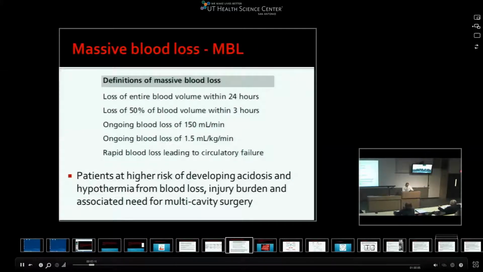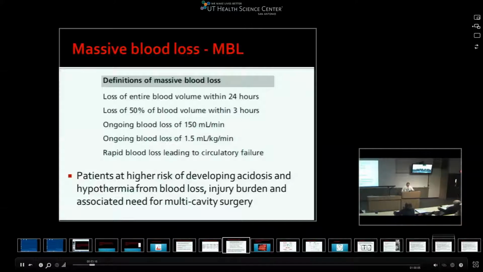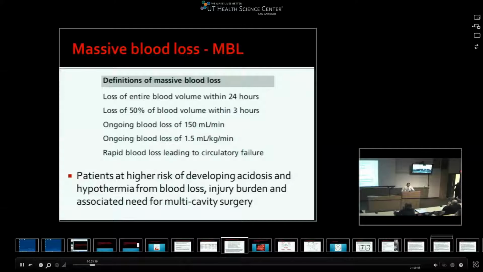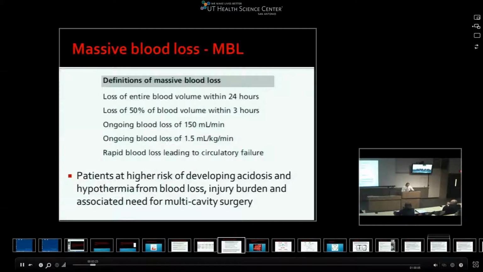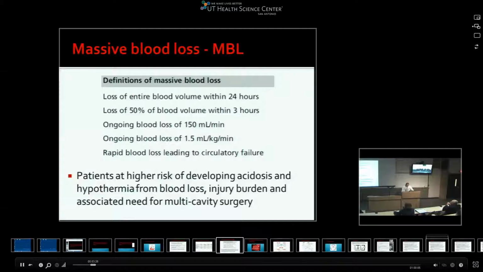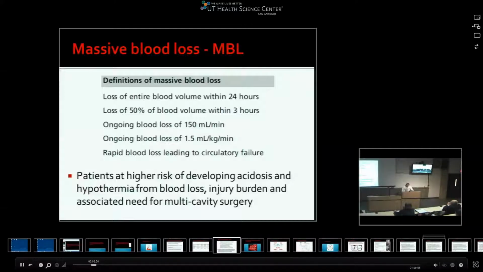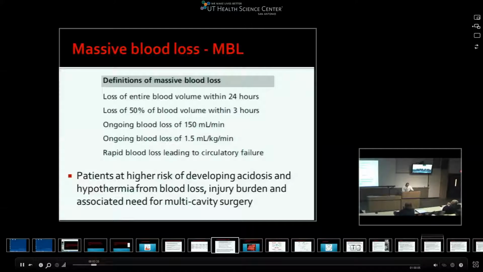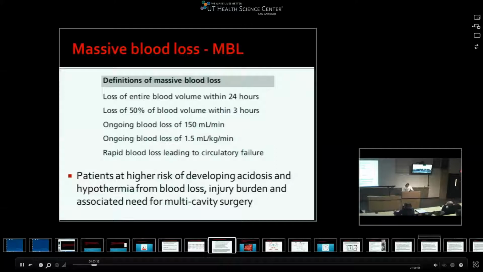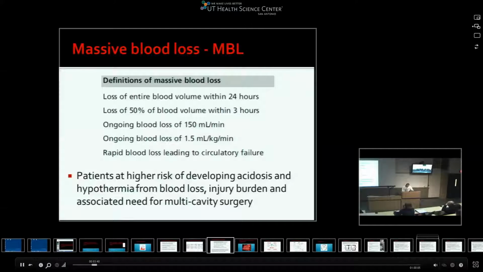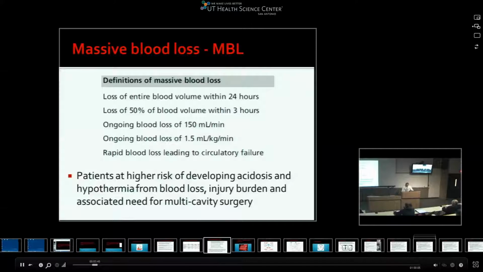Massive blood loss, there are a couple of different definitions, but basically it means a lot of blood is lost over a short period of time, or significant ongoing blood loss over a prolonged time. Patients with massive blood loss are at higher risk of developing acidosis and hypothermia from blood loss, injury burden, and associated need for multicavitary surgery. This acidosis then can further exacerbate coagulopathy, which results in the vicious triad. I'm going to talk about that a little bit more later.